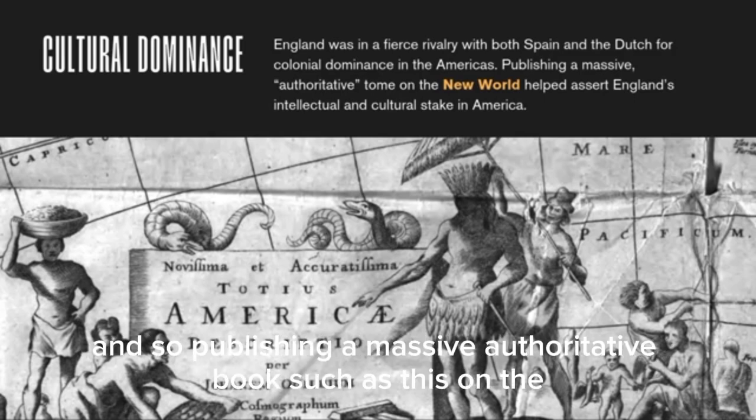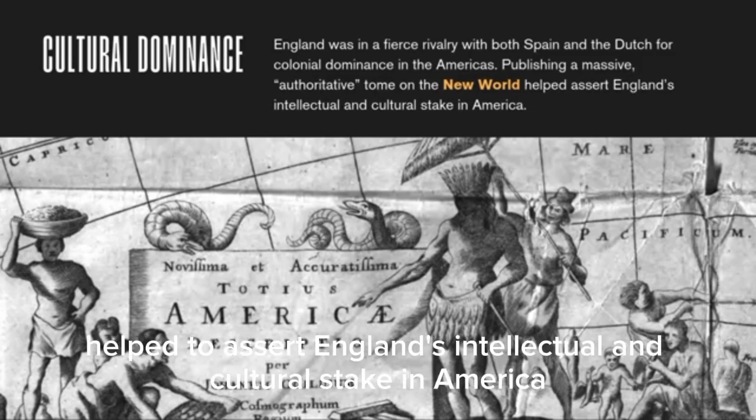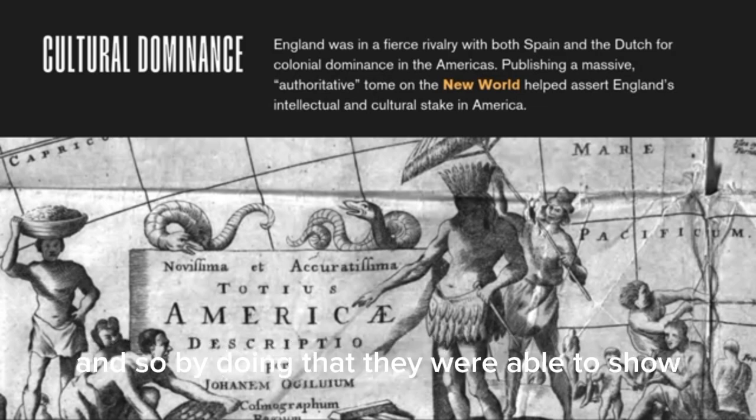And so publishing a massive authoritative book such as this on the quote unquote New World helped to assert England's intellectual and cultural stake in America. And by doing that, they were able to show, well, here, they were telling the world, here's what we know about America. We've been there. We know so much about this place.